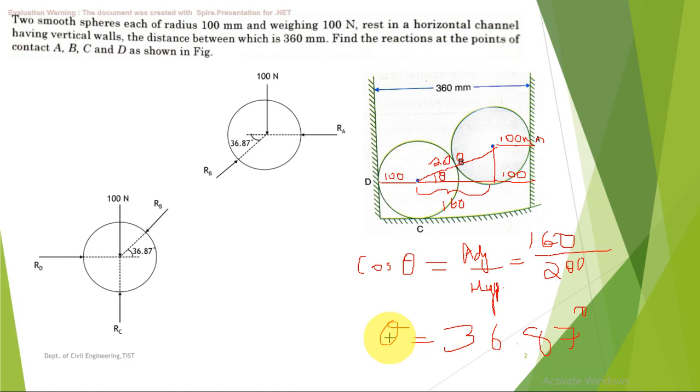So this is the value of theta, and this is the angle between the reaction between the rollers and the horizontal. That means it is the angle between RB and the horizontal. So in both the free body diagrams, we can mark the angle between RB and the horizontal as 36.87. So this is the method to be followed when you have contact between two rollers. You have to construct a right angled triangle keeping the line joining the centers as the hypotenuse. That is the clue. That is the point to be remembered. Okay, thank you.